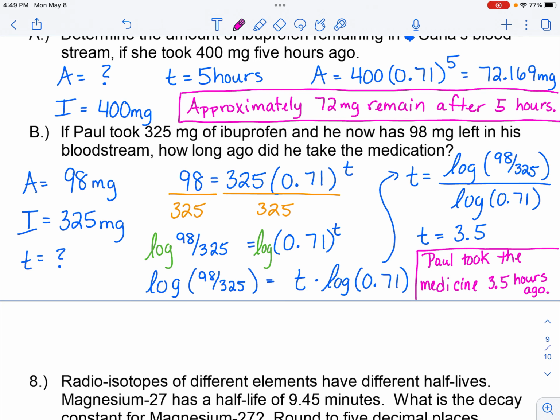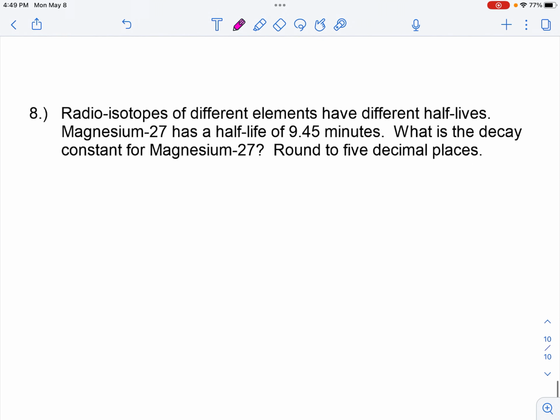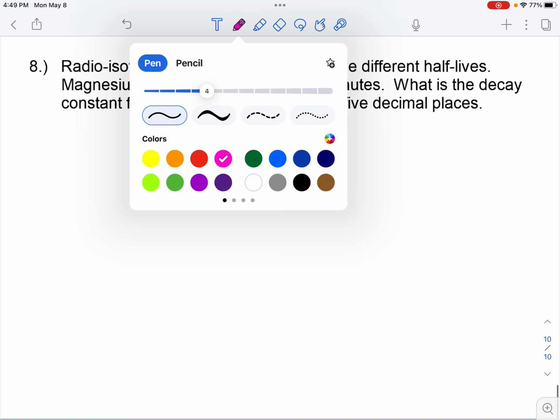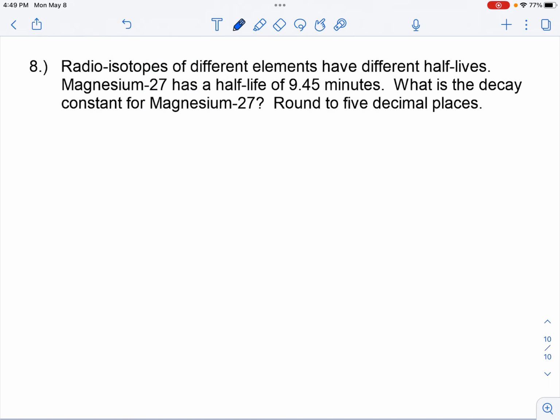All right. Now this final problem is a little bit different. I think you'll see why as we start reading through it. Radioisotopes of different elements have different half-lives. And if you've done this in a science or chemistry class, you're familiar with this concept already. But, okay, here we go. Magnesium-27 has a half-life of 9.45 minutes. What that means is every 9.45 minutes, there's exactly half the amount that there was 9.45 minutes prior, okay?